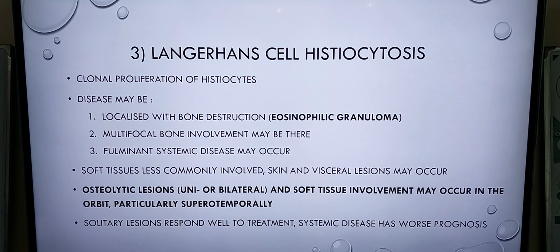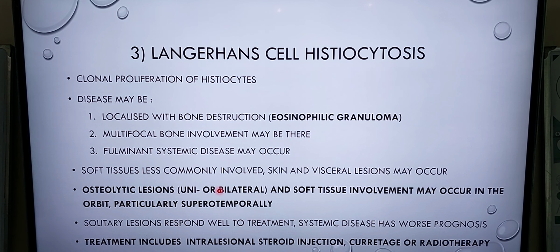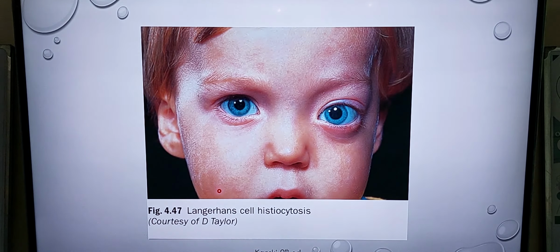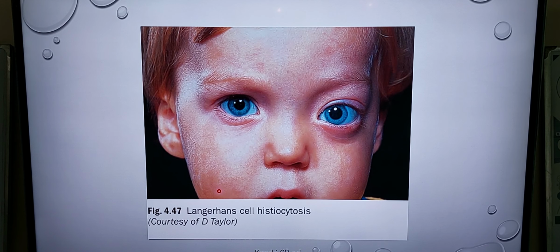Solitary lesions respond well to treatment. Systemic disease has worse prognosis. The treatment options basically are intralesional steroid, local curettage, or radiotherapy. This is a picture showing Langerhans histiocytosis. As mentioned earlier, the superior supratemporal orbit may be involved over here.